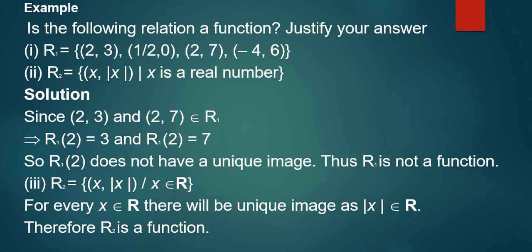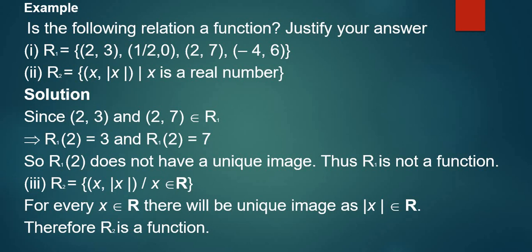We observe that two ordered pairs have the same first element, that is (2, 3) and (2, 7). That means 2 has two distinct images, that is 3 and 7. Image of 2 is 3 and image of 2 is also 7. The element 2 does not have a unique image. Therefore, it is not a function.